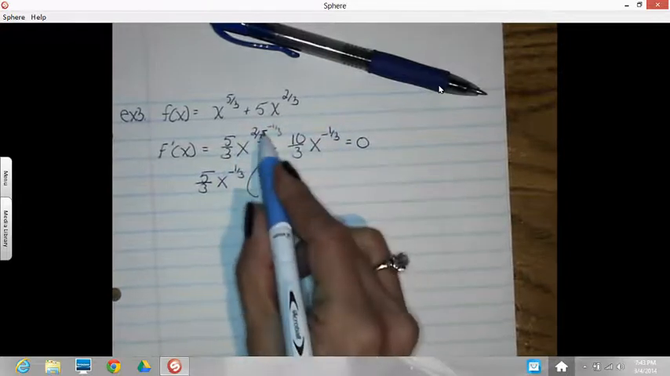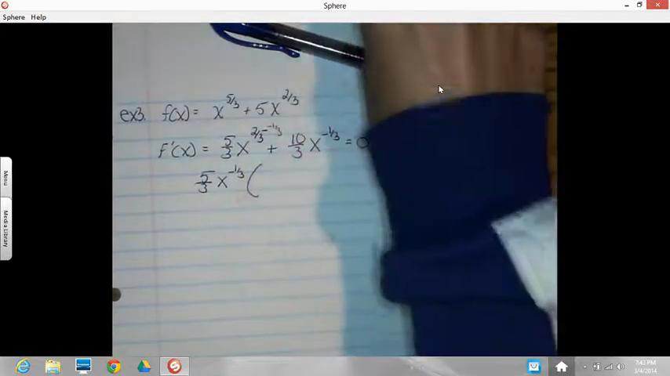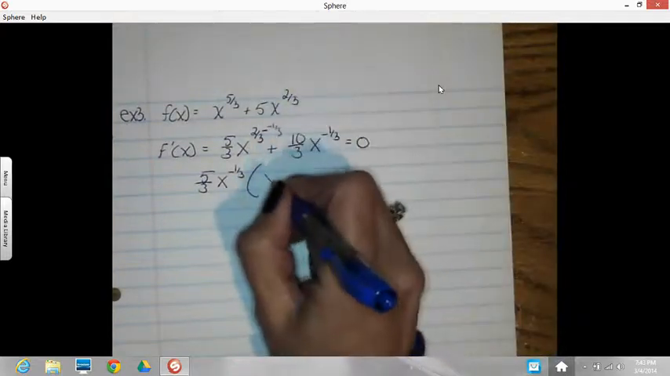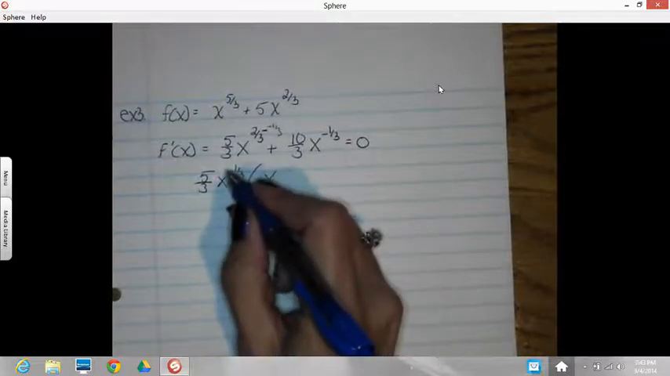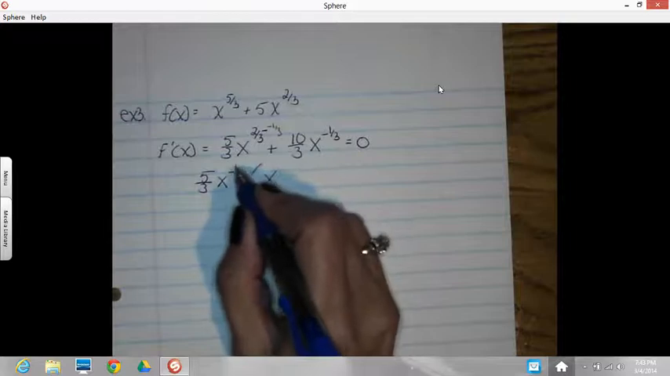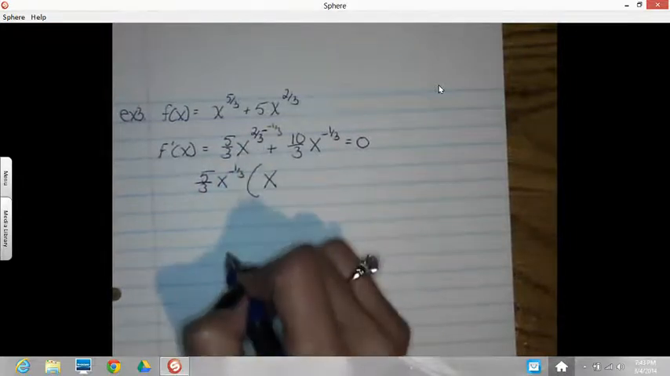That becomes plus a positive. 2/3 plus 1/3 is 3/3, 1. This just turns into x to the first. And if you want to check yourself, multiply it back in. When I add this 1 to the negative 1/3, I better get the 2/3 back, and I do. 1 plus the negative 1/3 is 2/3.